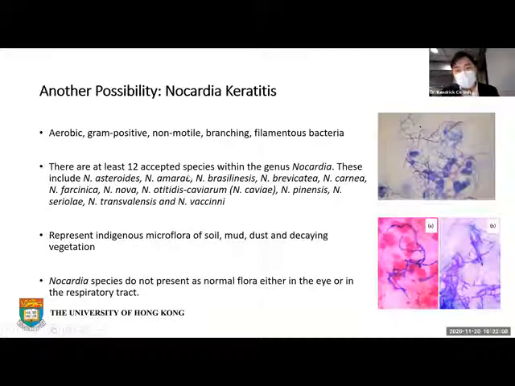Just another possibility. So one of the things when we think about atypical mycobacteria, we also want to think about nocardia. So this was originally classified as a fungus, but nowadays we know this is a filamentous bacteria, gram-positive, aerobic, also acid-fast. And there are about 12 accepted species. Like mycobacteria, they do live in the soil, mud, and dust. So again, in our patient, it could also be a possibility. And they are not seen in normal flora.